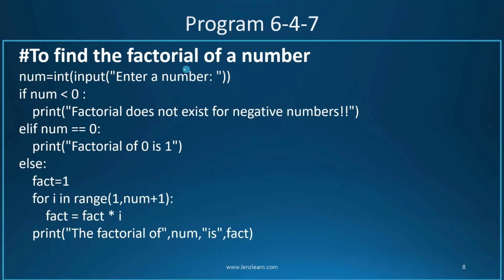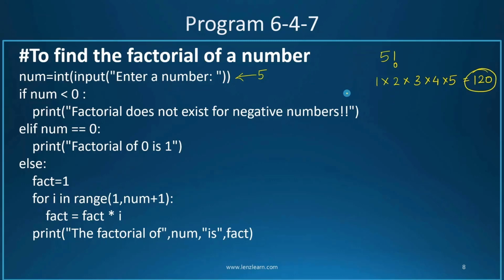Now in this program, you are going to find the factorial of a number. So if I enter the value as 5, my program should find the factorial of 5, which is obtained by 1 into 2 into 3 into 4 into 5. So the answer is going to be 120. This is the result that I'm looking for.